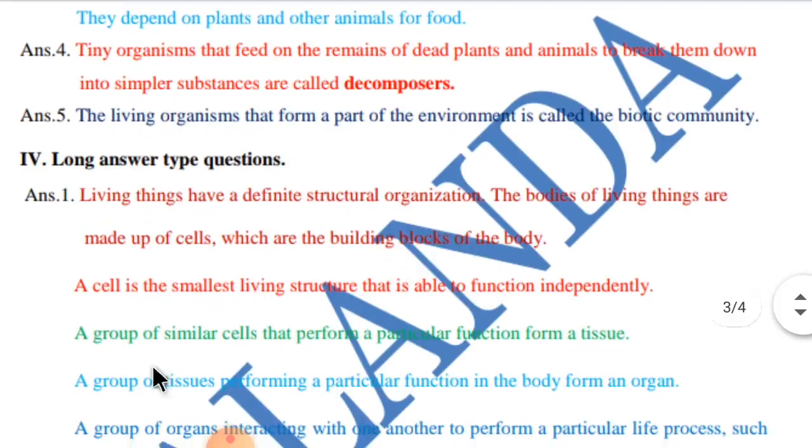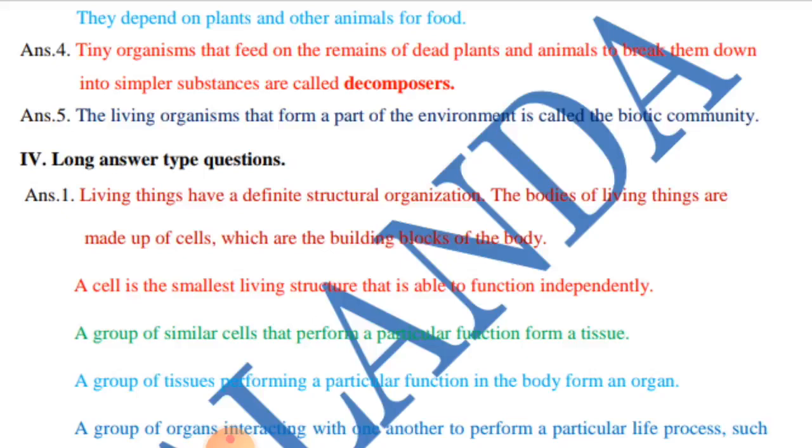Let's see the next question: what is a biotic community? Biotic means living and abiotic means non-living. The living organisms that form a part of an environment are called a biotic community. So these are the short question answers.